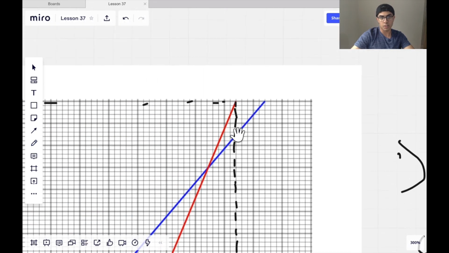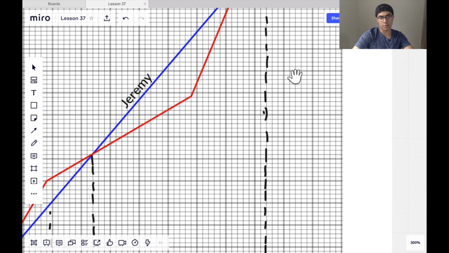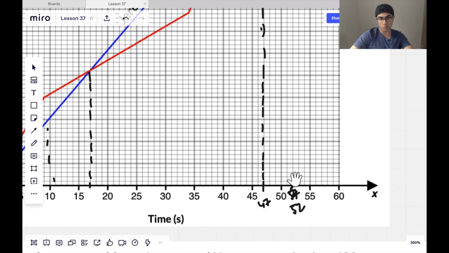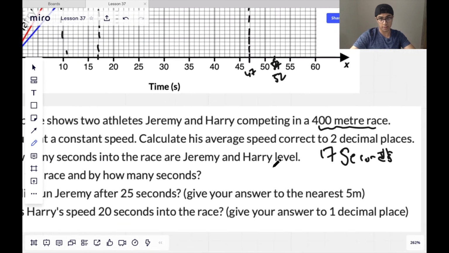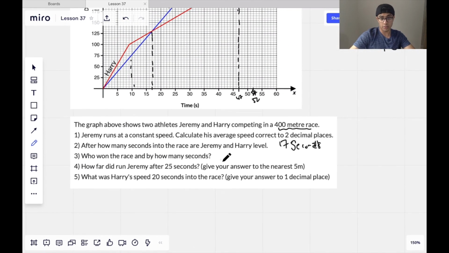Then we can do the same with Jeremy. Where's that, 1, 2 again? I'm not going to draw this down just to save a bit of time. That was the second one, so that's 57. No, sorry, 52. So for Jeremy it was 52 seconds. For Harry it was 47 seconds. So Harry wins, and the difference between those two numbers is 5. So Harry wins by 5 seconds.